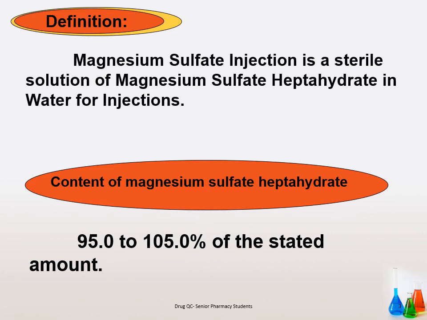Magnesium sulfate injection is a sterile solution of magnesium sulfate heptahydrate in water for injection, and the compendium tolerance limit for the magnesium sulfate ampoule, as stated in the pharmacopoeia, is from 95% to 105% of the stated amount.